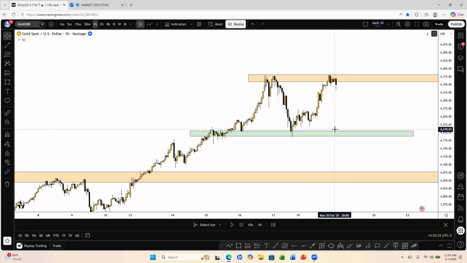Now, before I learned fibs and stuff, I used to trade zone to zone. So when I saw it sell off, I took it right back to the zone. So my take profit point would be at the zone. You know what I'm saying? And gold.